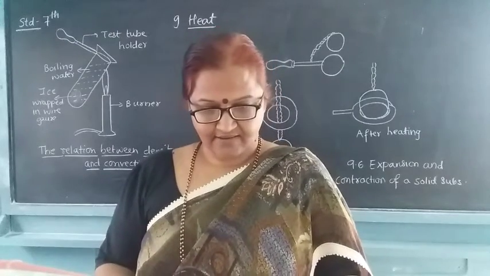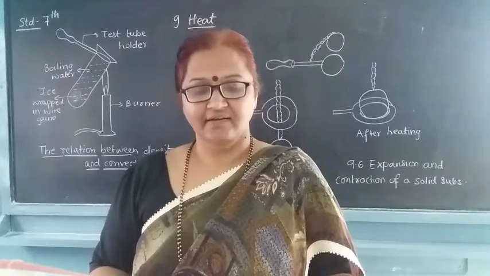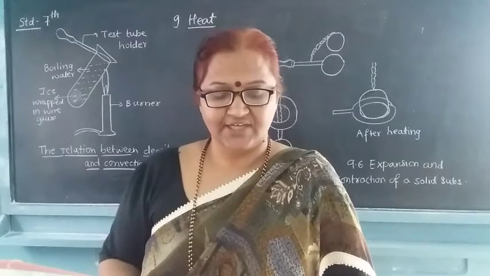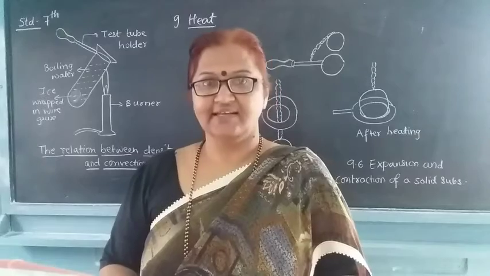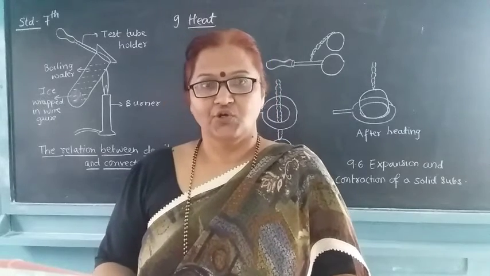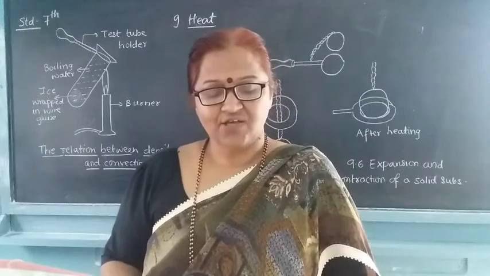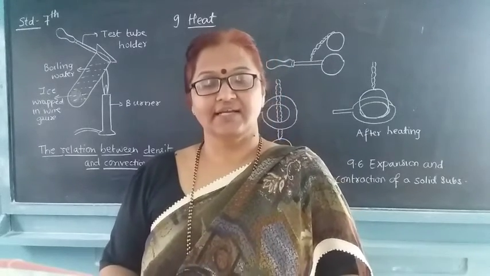Apparatus: a test tube, a piece of ice, a wire gauze, a burner, a candle, etc. These are the apparatus that you have to take. Then see the procedure. Take some water in a test tube. Wrap a piece of ice in a wire gauze and drop it into the test tube.